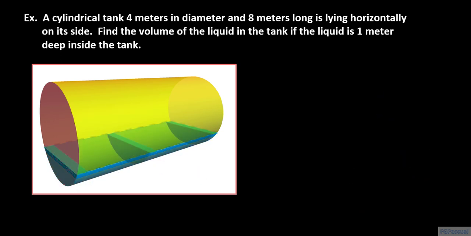Now let's apply vertical cross sections to find the volume of the liquid. Since the sections are all identical from one end of the tank to the other, we use the very basic formula that the volume of the liquid in the tank is equal to the area of each cross section times the length of the tank, the length being perpendicular to each cross section. And so the volume of the liquid in the tank is 8 times the cross-sectional area A. We just need to find the area of each cross-section.